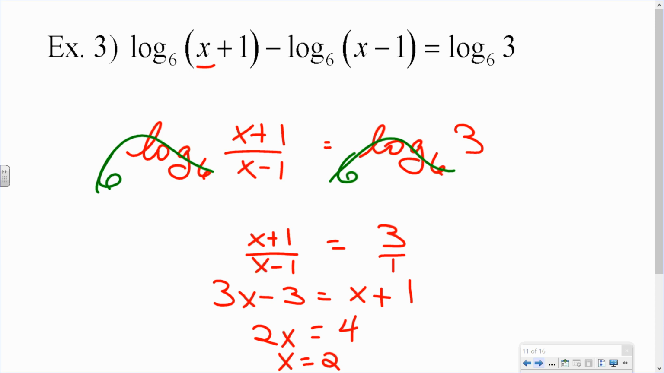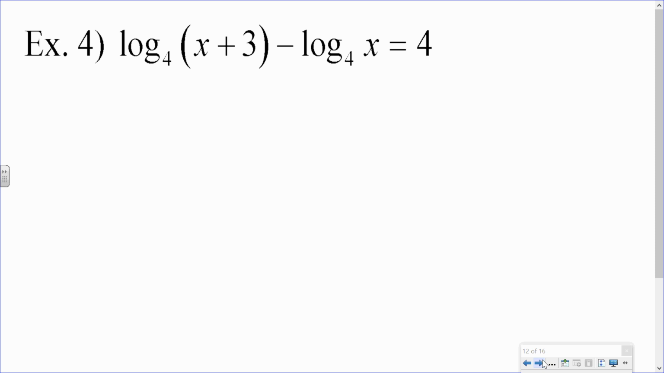Check. Is 2 plus 1 positive? Is 2 minus 1 positive? So we get to keep 2 as our answer. Okay, let's move on. Oh, this looks like the same property, right? Log minus log. So let's do that thing with dividing the arguments again. Log base 4 of x plus 3 over x.